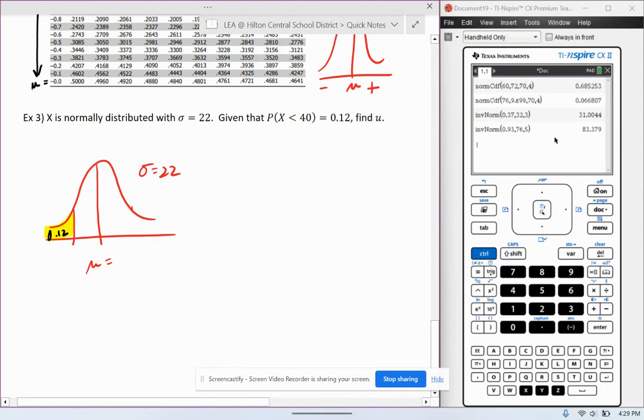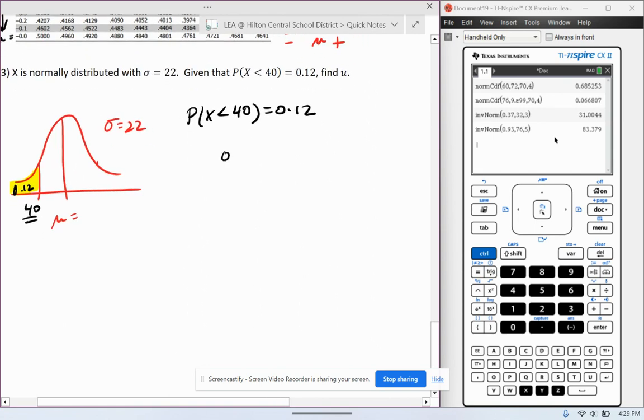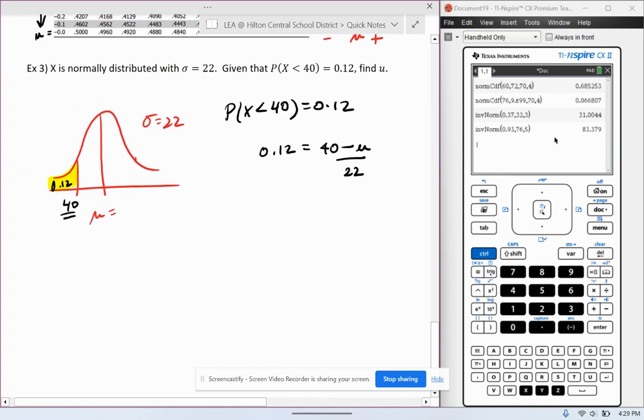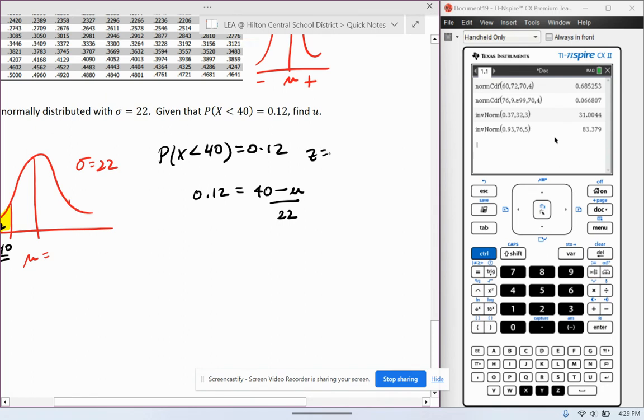The mean is unknown, but we do know that this value is 40, right? So since the mean is unknown, first we must standardize the x value, which in this problem is 40. So we have the probability that x is less than 40 is equal to 0.12. 0.12 is our area to the left of the curve. And we have 40 minus mu over 22. That gives us our right-hand side, right? We're plugging in the formula z is equal to x minus mu over the standard deviation.